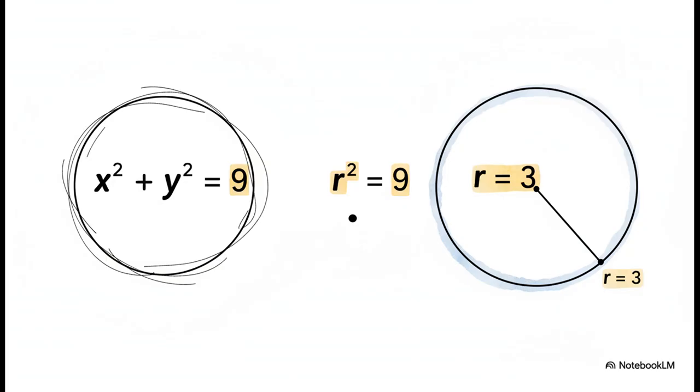Now watch what happens when we convert it. Since we know from our little cheat sheet that r squared is the same thing as x squared plus y squared, that entire left side of the equation just becomes r squared. So r squared equals 9, which means r must equal 3. And that's it. The whole equation just says the distance from the origin is always 3. It's so direct, so clean. This is why we use polar coordinates.